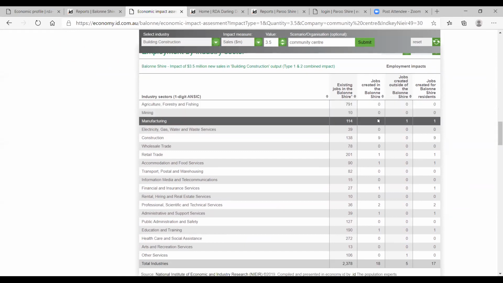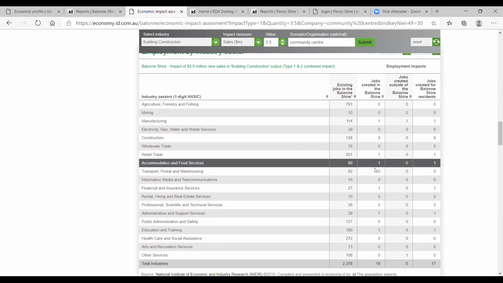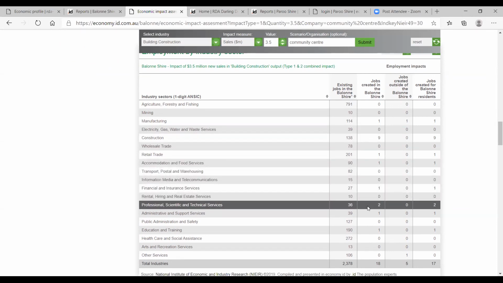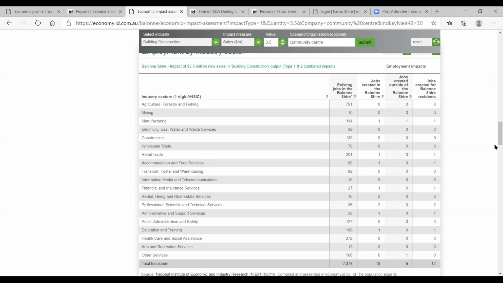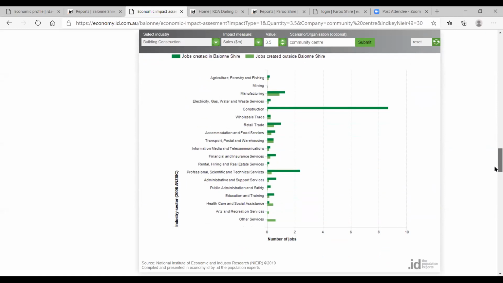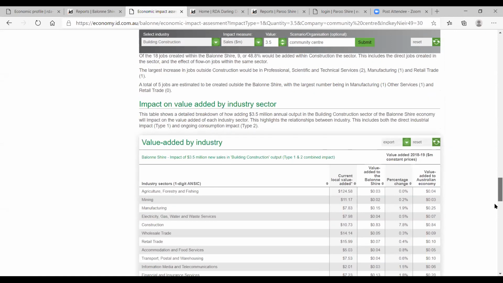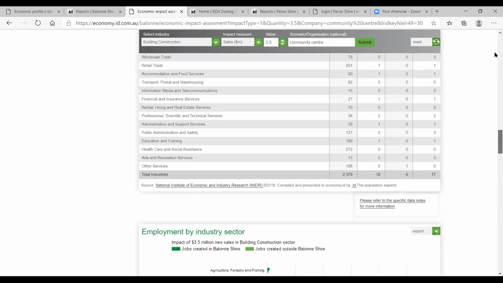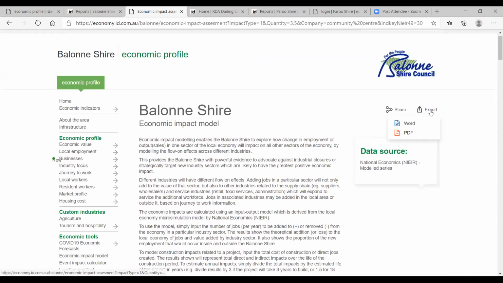So when we have a construction project, we don't just create jobs in construction, we also create jobs in manufacturing. You can see here retail, accommodation, finance, professional scientific tech services, administrative support services. All of these different areas are where we create jobs as well. So you can see right down the bottom, you get all this information. What you can do is export this into Word or PDF.